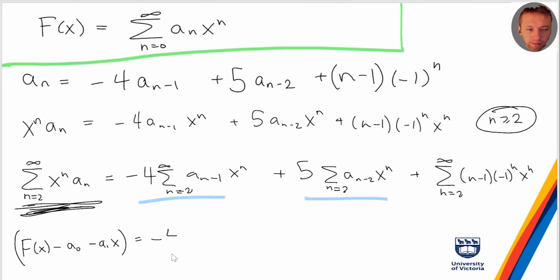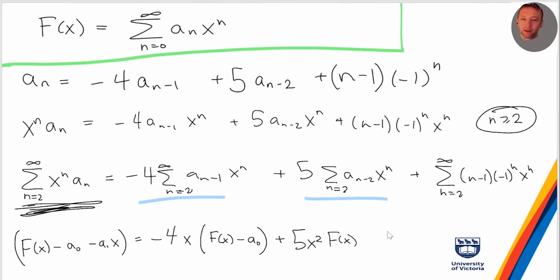Well, I've still got a 4, so take out an x. Once you do that, if you think about shifting the index, you can think of it starting at 1, and then all you're missing is the a0 term. So you've got all of f of x except for the n equals 0 term. Then for this one I'll pull out an x squared, and if you think about changing the index, you just get f of x.